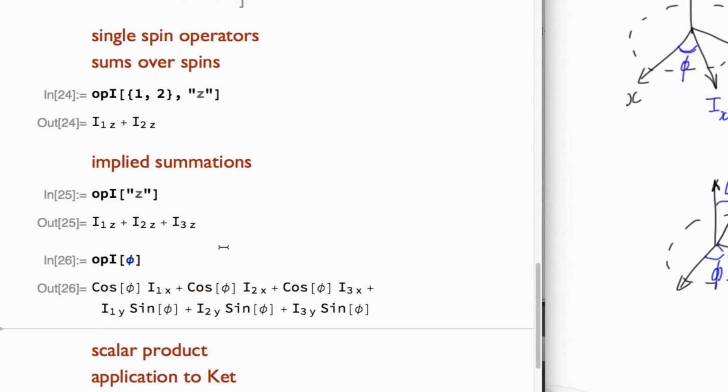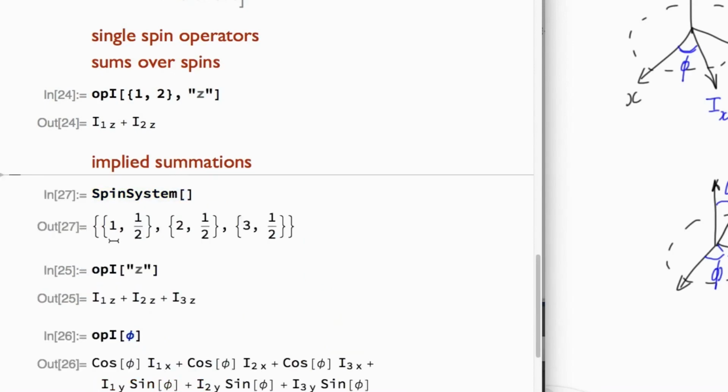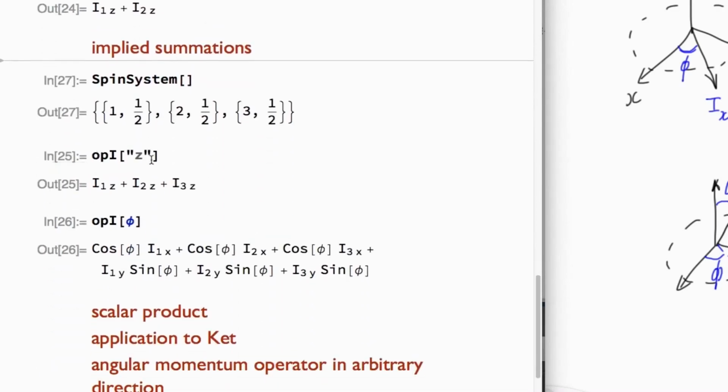So at the moment we have a 3-spin system. We could check what spin system we're actually dealing with at the moment, just by asking SpinDynamica to tell us which spin system is currently active. In this case, it's a system of 3 spins a half. And then op I acting on Z gives the total angular momentum along the Z-axis, which involves all 3 spins. And that also goes for the angular momentum at this particular direction in the XY plane. So this is also part of the functionality of this symbol op I.